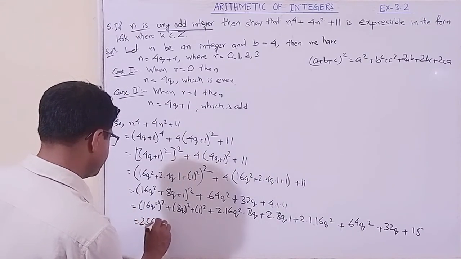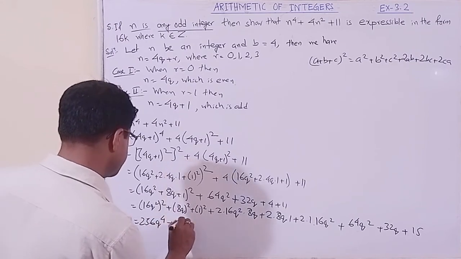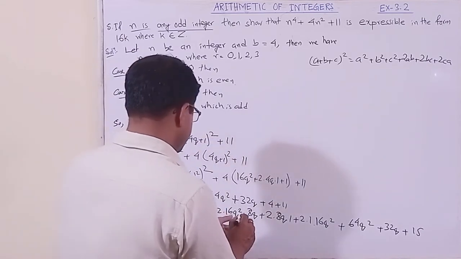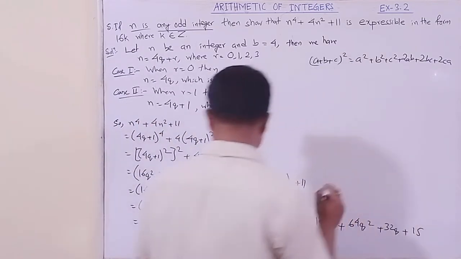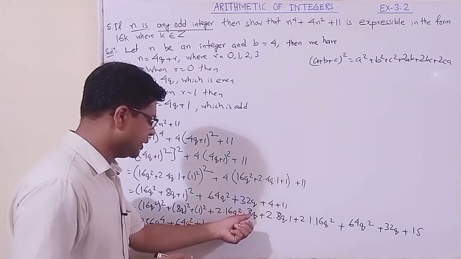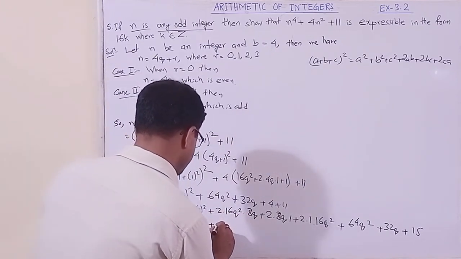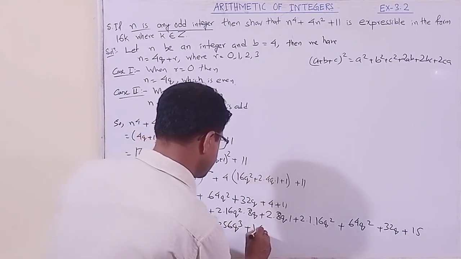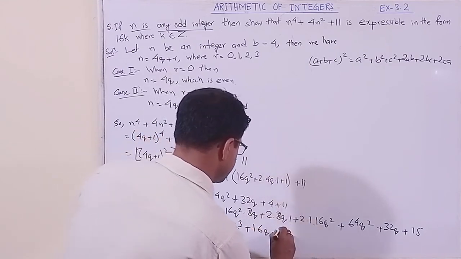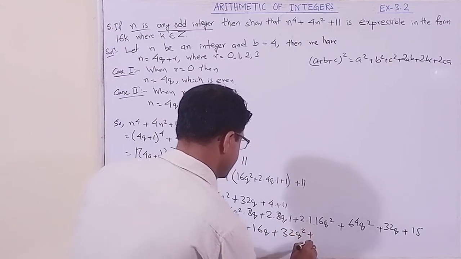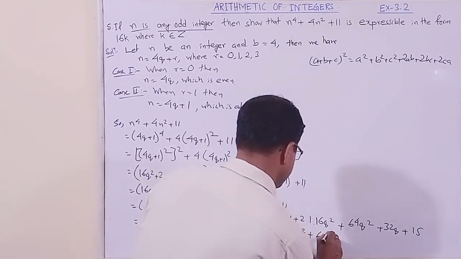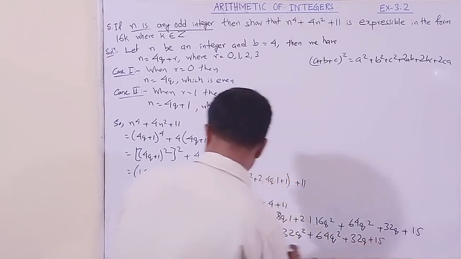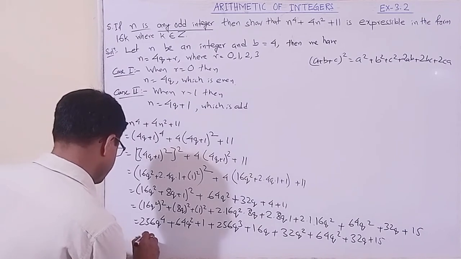256q to the power 4 plus 8 times 8, that is 64q square, this is 1. In this way also you can do: 2 times 8 is 16, 16 times 16 is 256, 256q cube, 8 times 2 is 16q, 16 times 2 is 32q square, plus this is 64q square plus 32q plus 15. Okay, now let us arrange.